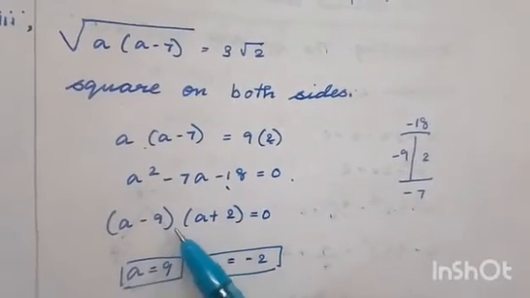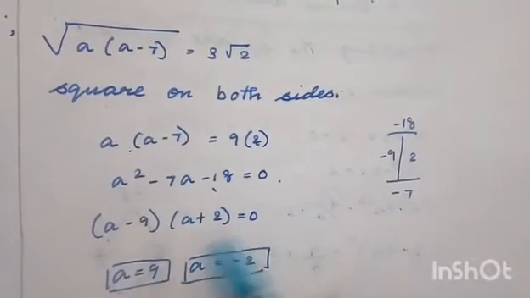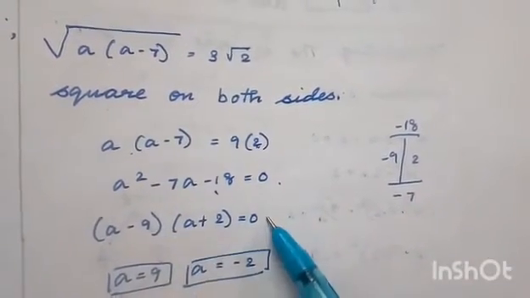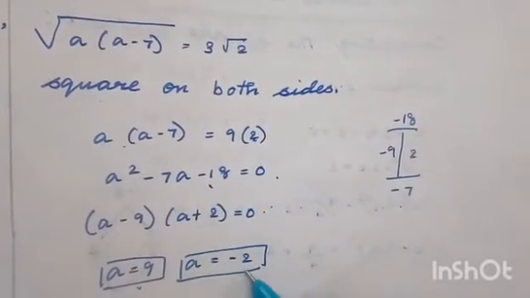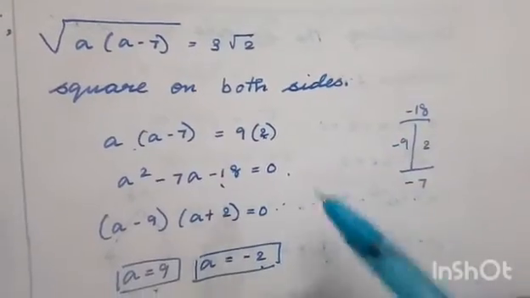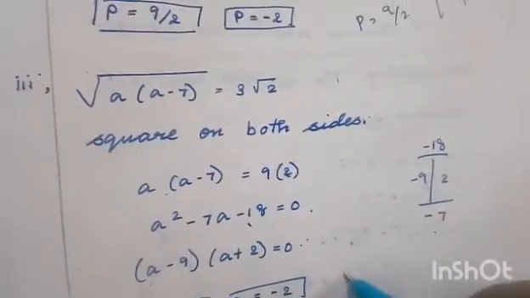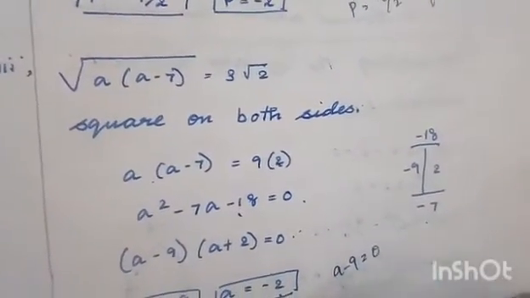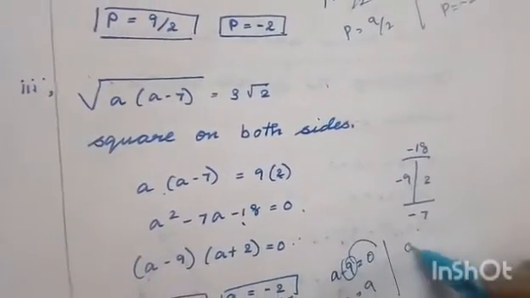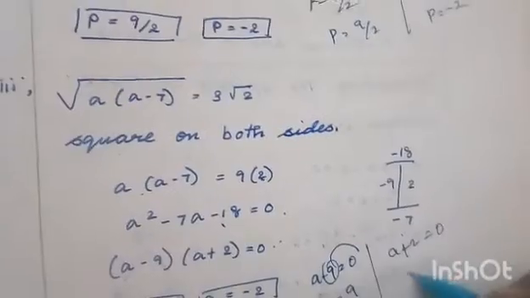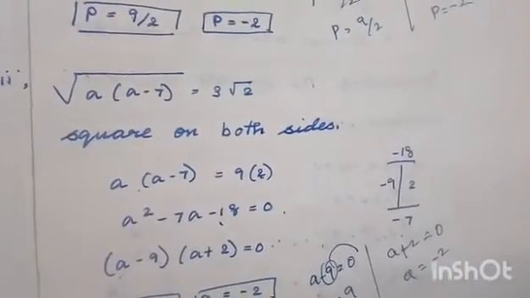So the factors: a minus 9 into a plus 2 equal to 0. So a minus 9 equal to 0, that means a equal to 9. a plus 2 equal to 0, that means a equal to minus 2. Suppose you have any confusion, on the right hand side a minus 9 equal to 0, so this implies a equal to 9. Transpose this side, a plus 2 equal to 0, so that is a equal to minus 2.